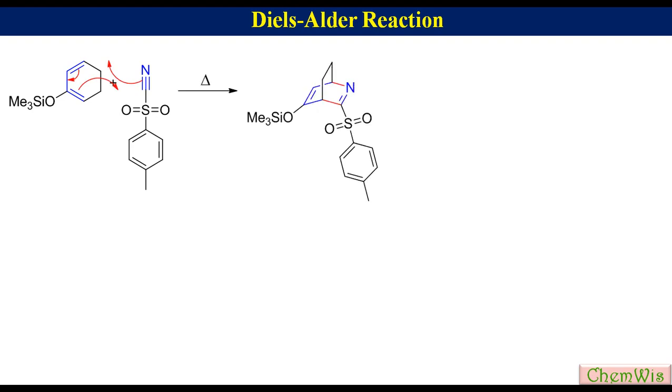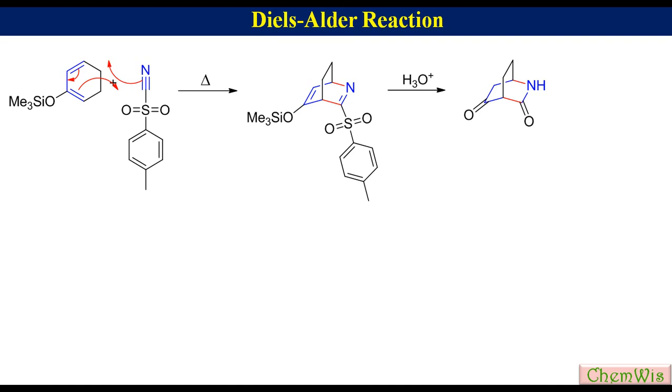Reaction of diene with electron deficient nitrile gives 2,5-dihydropyridine derivative. For example, reaction of silyl-enol ether of cyclohexanone with para-toluenesulfonyl cyanide gives this bicyclic adduct, which after hydrolysis gives isoquinuclidinone, 2-azabicyclo[2.2.2]octane-3,5-dione.